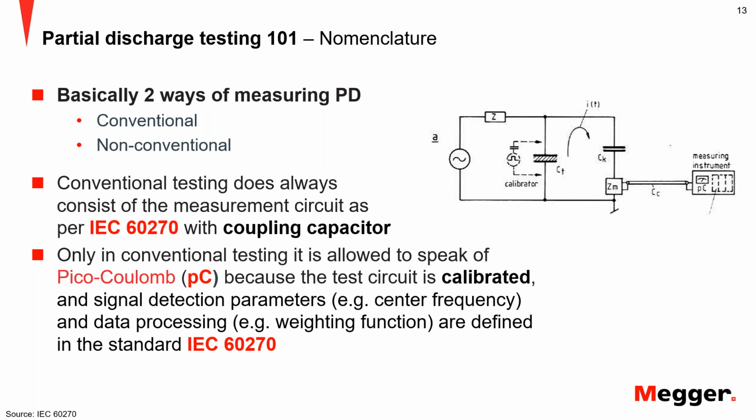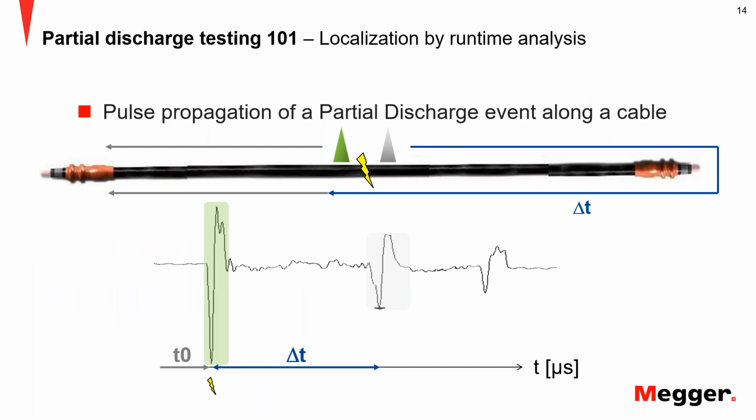And the takeaway message here is that anything you measure by non-conventional means, massive filtering, different frequency bands, or ultrasound, corona camera, whatever, is not comparable to results that you have obtained by the conventional way. So you cannot just take the microvolts or whatever unit from an UHF and convert it to picocoulomb as you would have obtained in a conventional testing scenario. Very important.